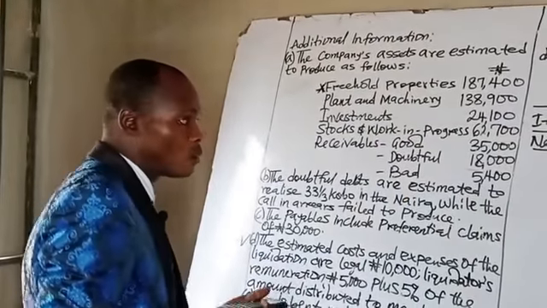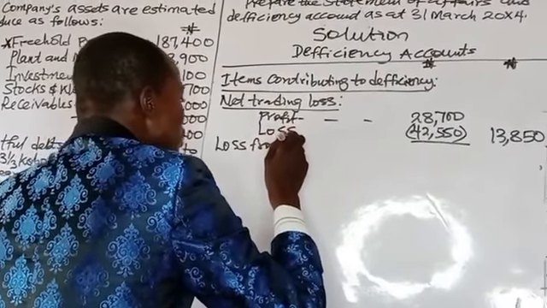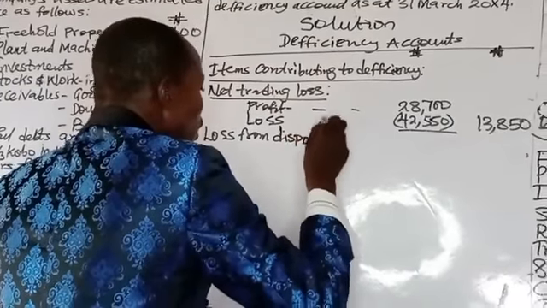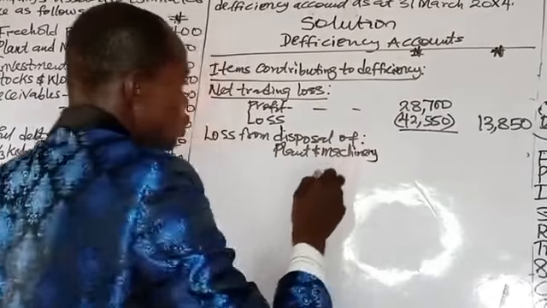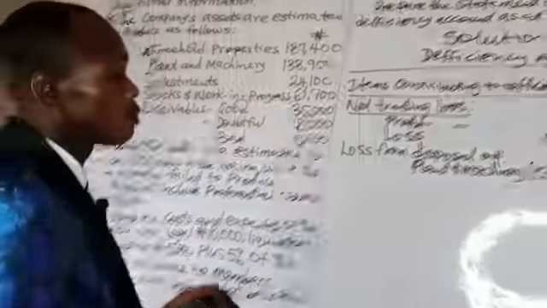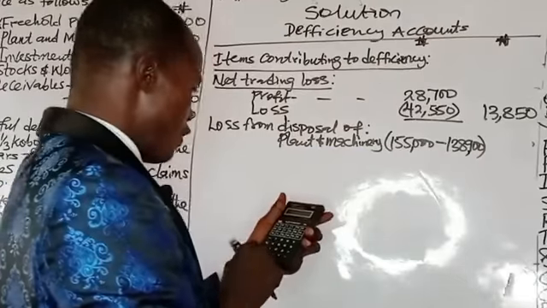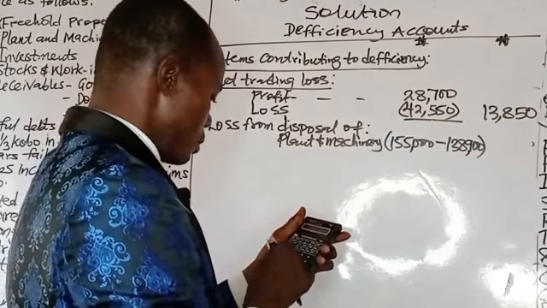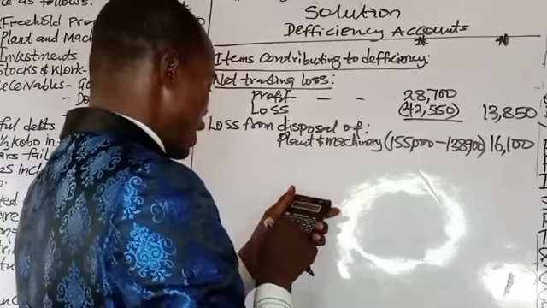So plant and machinery book value is 155,000. How much is the realizable value of plant and machinery? The realizable value is 138,900, which is lower than the book value. Loss from this disposal of plant and machinery: the book value is 155,000 and the realizable value is 138,900. This gives rise to a loss of 16,100. That loss will contribute to deficiency.